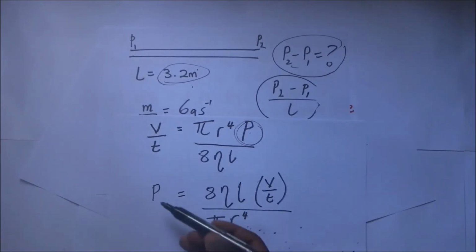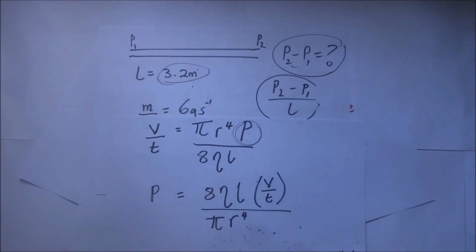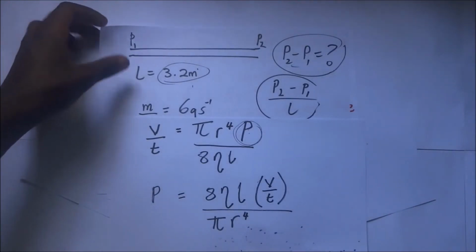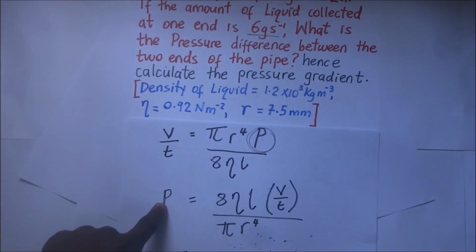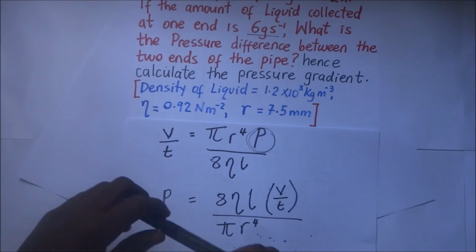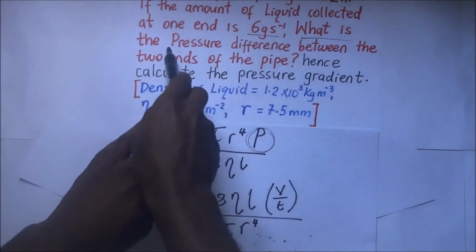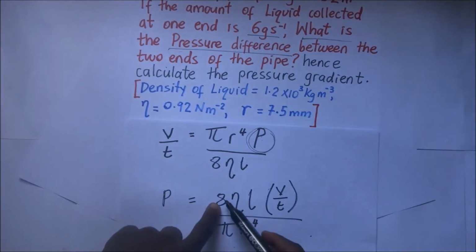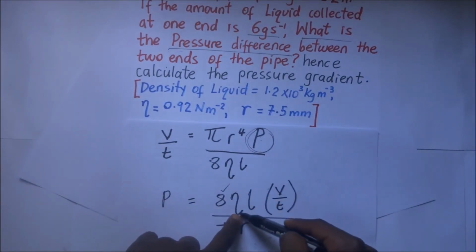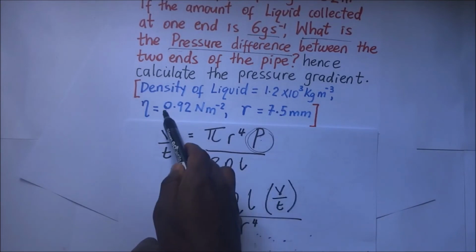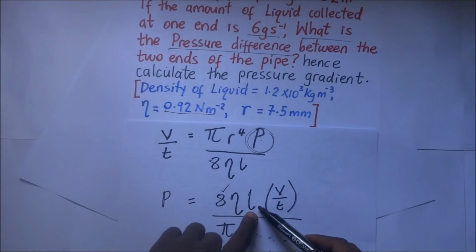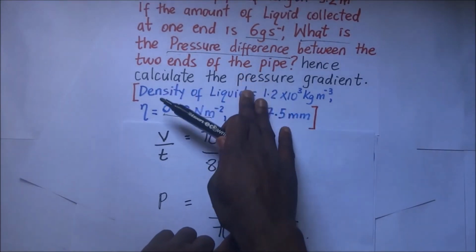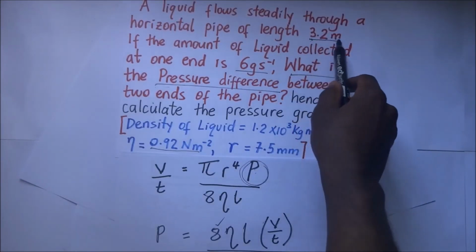Now that we have made P the subject of the formula, which is the pressure difference in this case, we need to go ahead and find it, because the question requires us to do so. If you look at this question, yes, we have the 8. We have the coefficient of viscosity of this liquid, which has been given to us as 0.92 newtons per meter. We have the length of the pipe, given as 3.2 meters, right there.